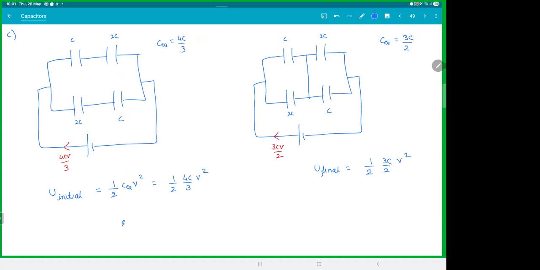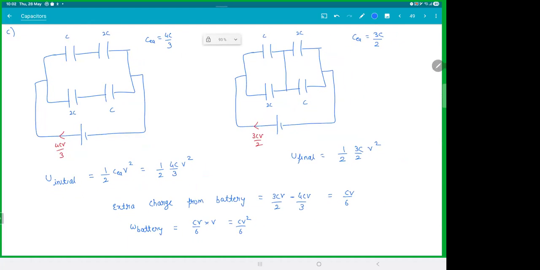So that extra charge, when you close the switch, the extra charge that went from the battery is 3C by 2 minus 4CV by 3. That would be 9 minus 8, so CV by 6. So this is the extra charge. So what is the work done by the battery? The charge, that is CV by 6 into V. That is CV square by 6.